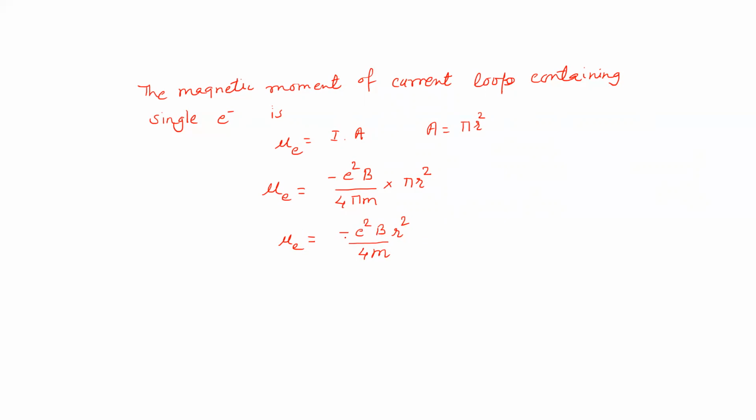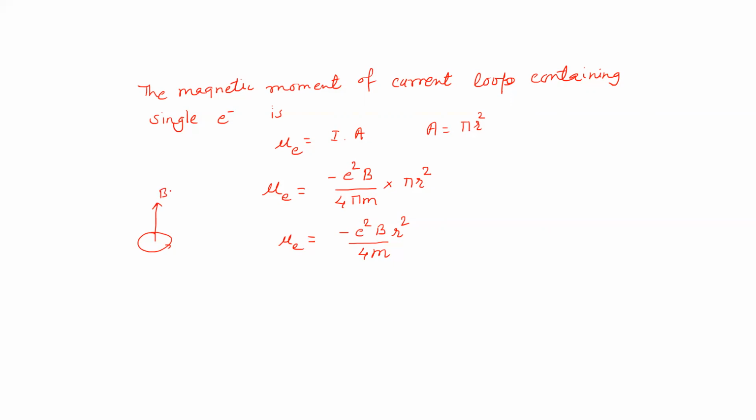Now here the negative sign indicates that the induced magnetic moment is directed opposite to the magnetic field B. We have taken B as perpendicular to the orbit.